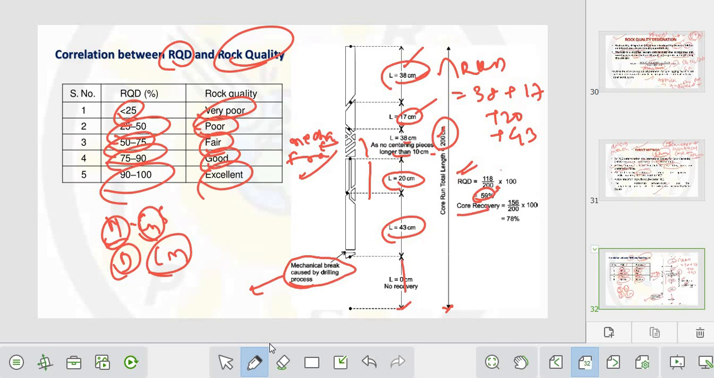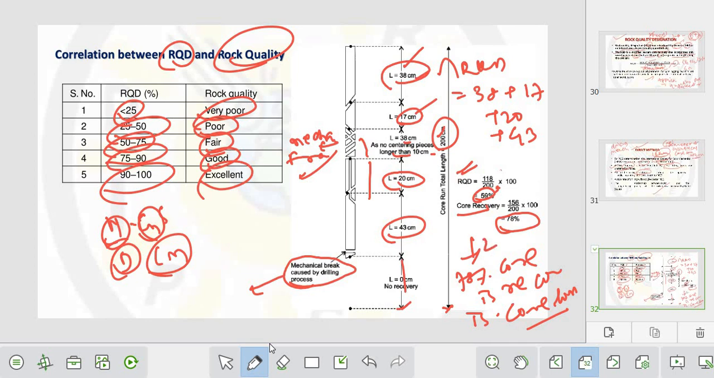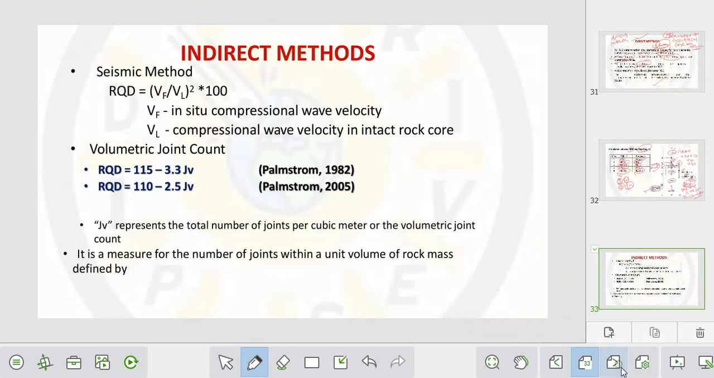And core recovery, see, core recovery is coming to 78%. That means 78% of the core is recovered, and the rest is core loss. How much core loss has happened? 22%, right? So this is the amount of core that has been recovered, okay, and this is the amount of core that has not been recovered. How much loss has happened, how much recovered, okay.